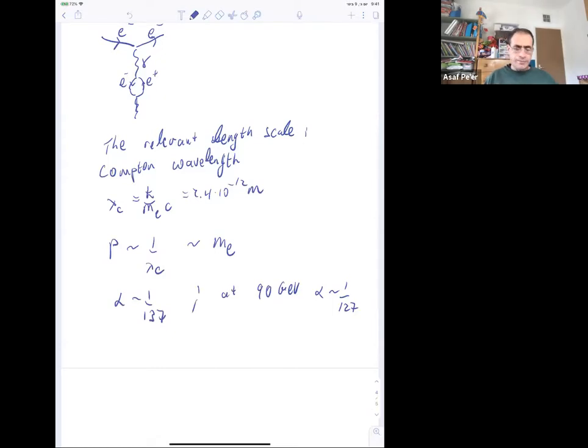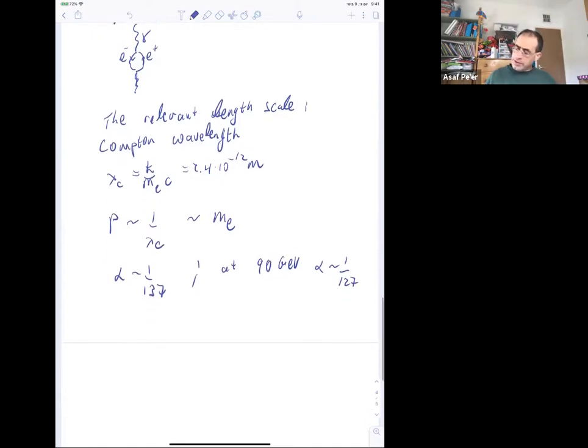Well, that's QED. Now in QCD, it's somewhat more complicated than that. QED is the simplest. QCD is somewhat more complicated because in QCD, the virtual gluons also carry color, and they tend to decrease the interaction at small distances.